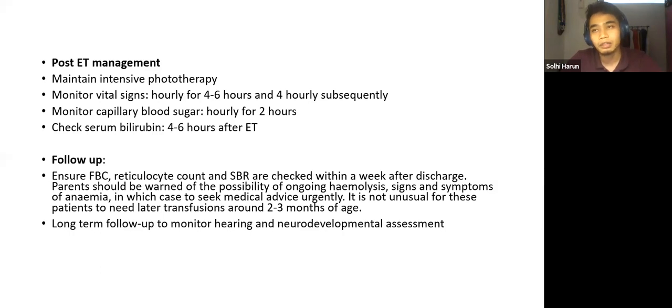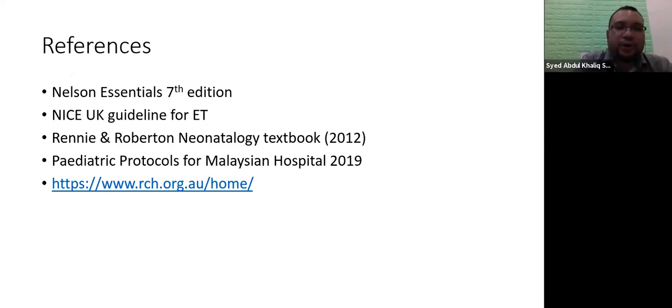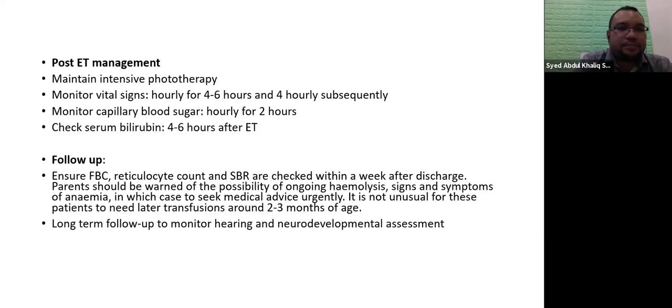Why? Because if the patient has already had acute bilirubin encephalopathy, the patient may develop choreoathetoid CP, which may affect the neurodevelopmental assessment. So you need to monitor this in the long term. So I guess that's all. These are my references. Solihi, back to your complications.